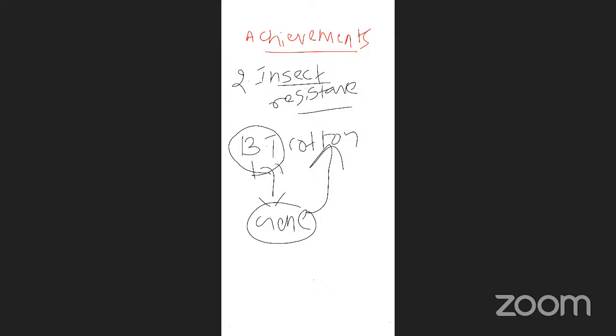Longer shelf life. What is the ripening hormone? Ethylene. The same here: the antisense RNA delays the production of ethylene. If ethylene production is delayed, there is no ripening, so it gives a longer shelf life.